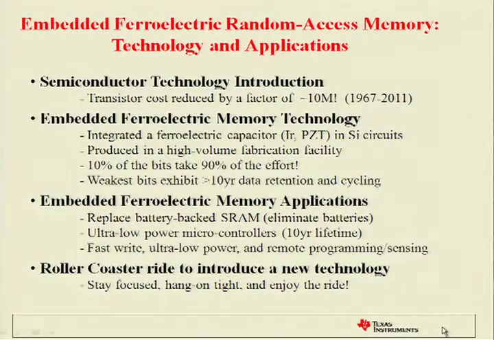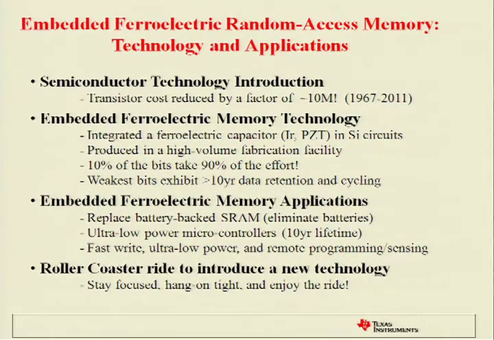So in summary then, the transistor cost has been reduced by about a factor of 10 million over the last 44 years. And that more or less coincides with Moore's law. 2 to the 22 is 4 million, so it's about right. Embedded ferroelectric memory is now in mass production. It works. It's out there in many applications, and maybe even in the car that you're driving.